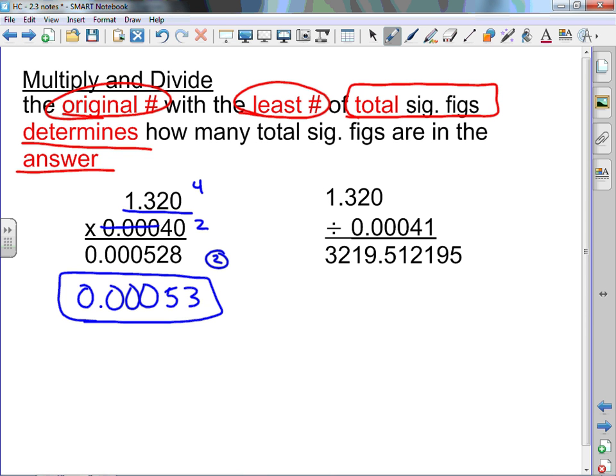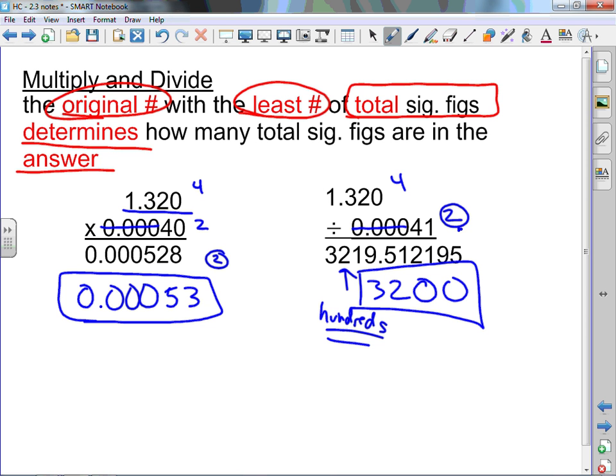Now we look at the other one, 1.320. We still have 4. 0.00041. We still have 2. That means our answer can only have 2 digits that are significant. Well, our number is 3,219.512195. What do you mean we can only keep 2? Well, the correct answer is not 32, right? Because it's a 3,000. What our correct answer is basically saying is we're going to round to the hundreds place because we can keep 2 significant digits. So that's where we're rounding to. Because there's only 2 here, that's all the farther we can round to. So our final answer becomes 3,200.